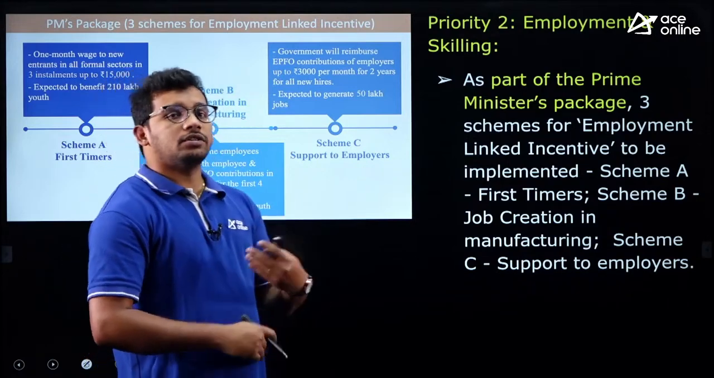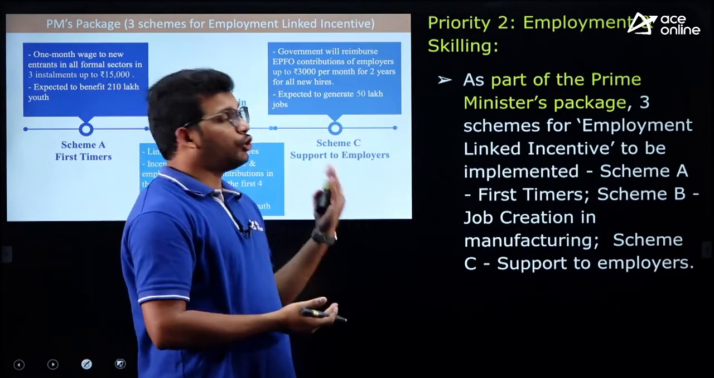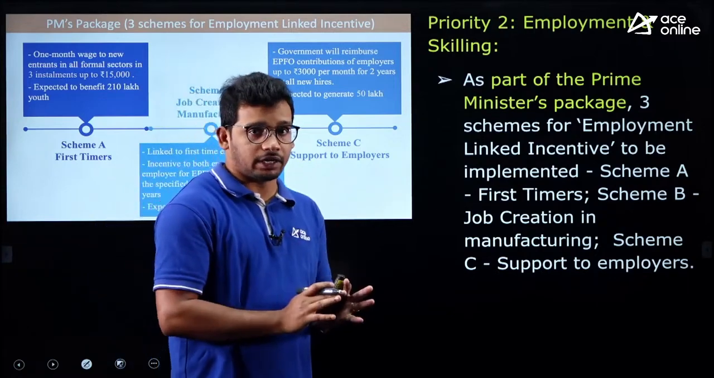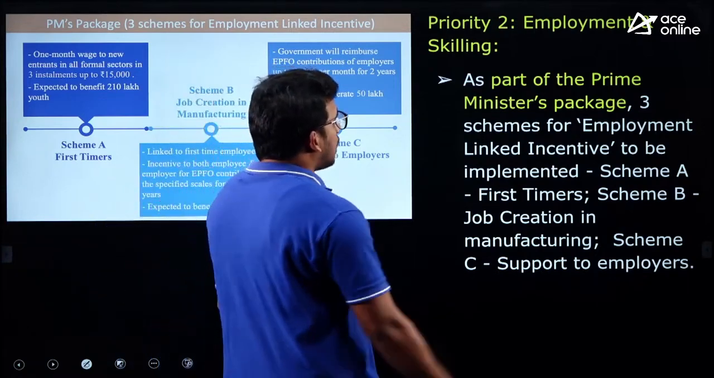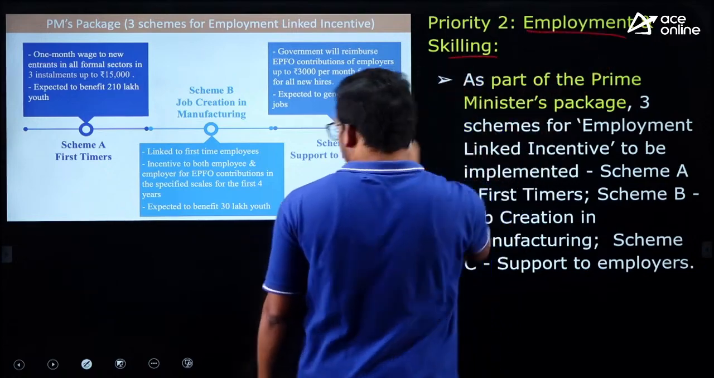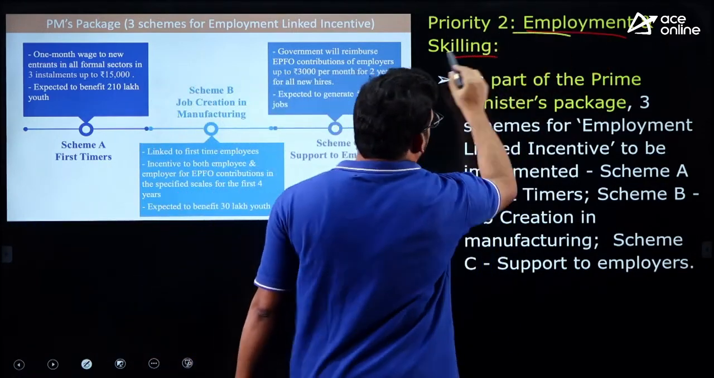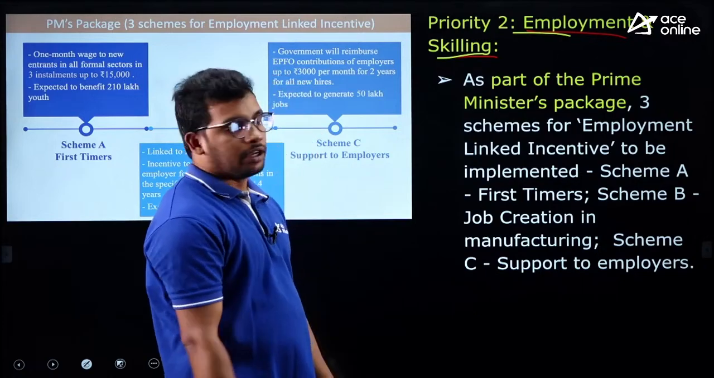Now government is also promoting the priority 2 area. Now we are moving to the second priority that government has aimed at, right? In this, we will see employment and skill development, what government has allocated.